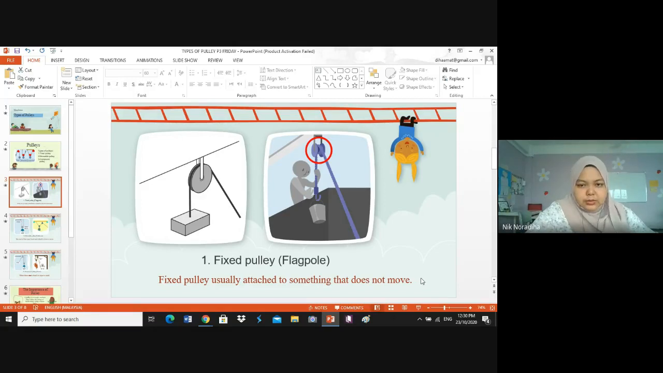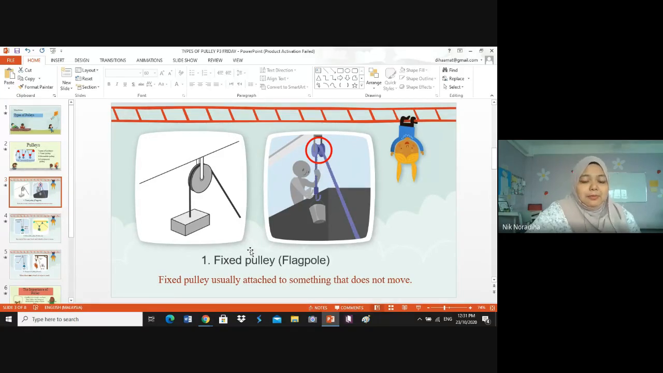Just write the notes. For example, the pulley at the flagpole did not move. Only the flag and the rope are moving up and down. Same goes to this one. If you can see this guy, he is lifting a bucket, the gray bucket. So this pulley did not move. The thing that is moving is only the bucket and also the rope.